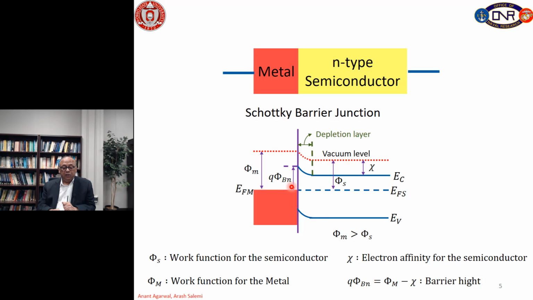And this quantity is very important for the Schottky barrier diode. So, you can see that this barrier phi Bn is determined by the metal work function phi m and the electron affinity in the semiconductor chi.